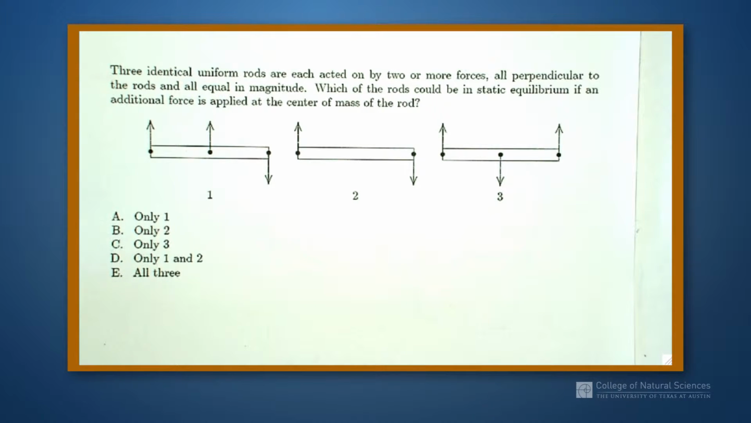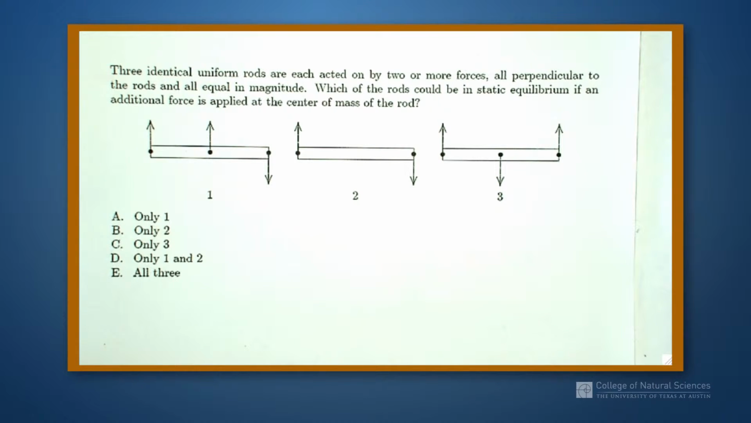Let's say we have three identical uniform rods that are each attached by two or more forces, all perpendicular to the rods, and all of equal magnitudes. Which of the rods should be in static equilibrium if an additional force is applied at the center of mass of the rod?